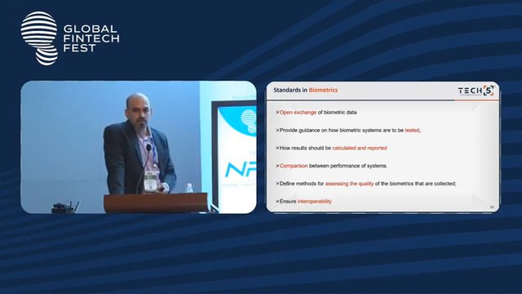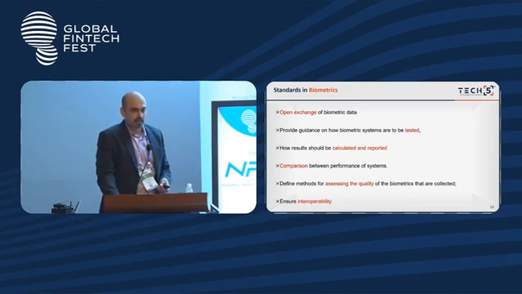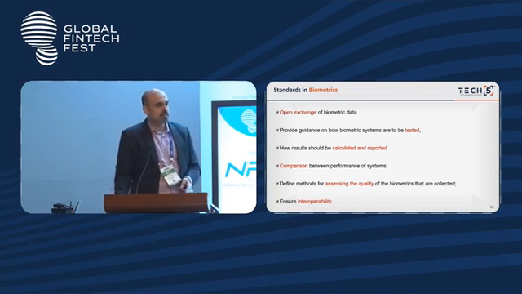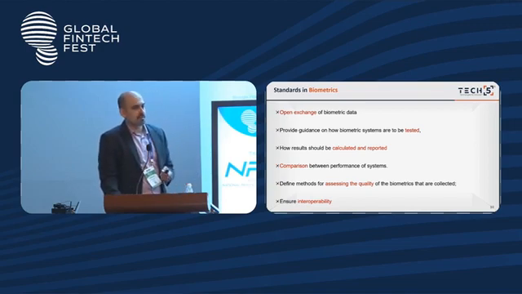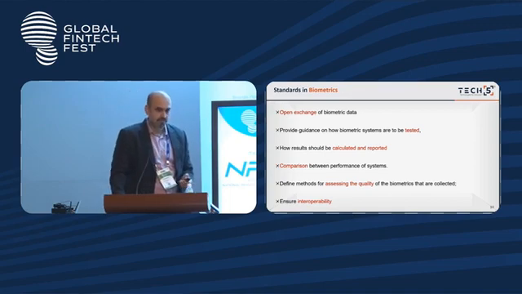It's also important to know how results are calculated and what baseline is being followed, and obviously define various different methods for assessing the quality of biometric data that's captured and collected. And then last but not the least, you also want to ensure that data that is captured from one system is interoperable with data that is captured from the other system.